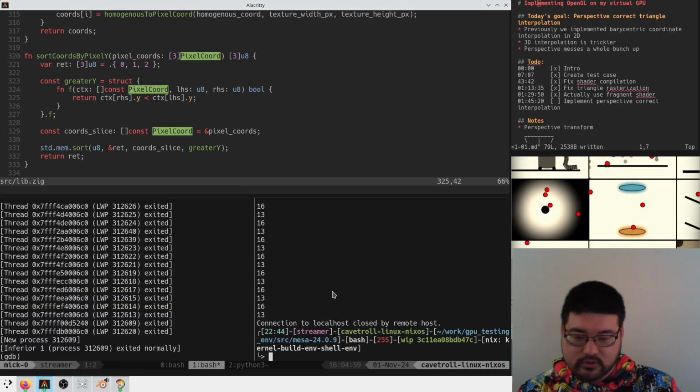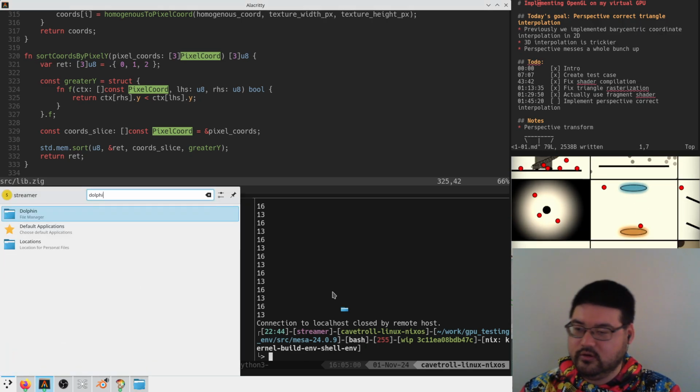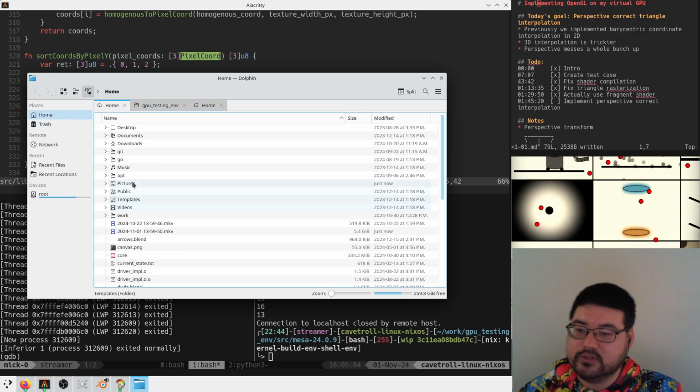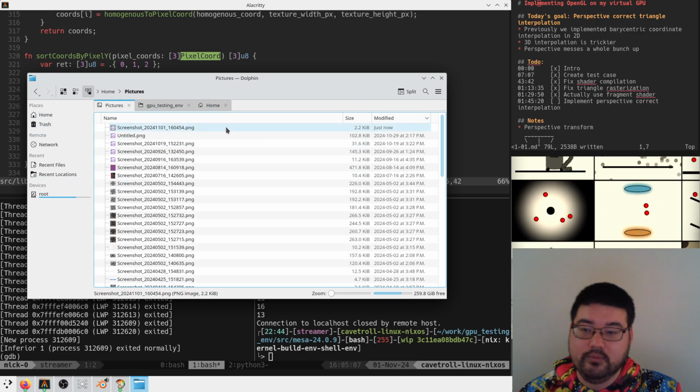Let's try, I don't know, Dolphin. It's the file manager. Where are we gonna go? We're gonna go to our pictures somewhere, and presumably we just took a screenshot.